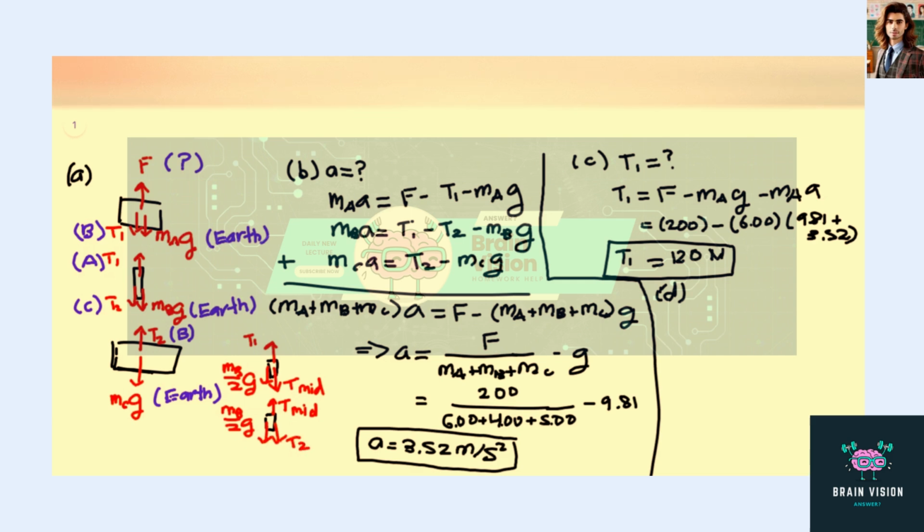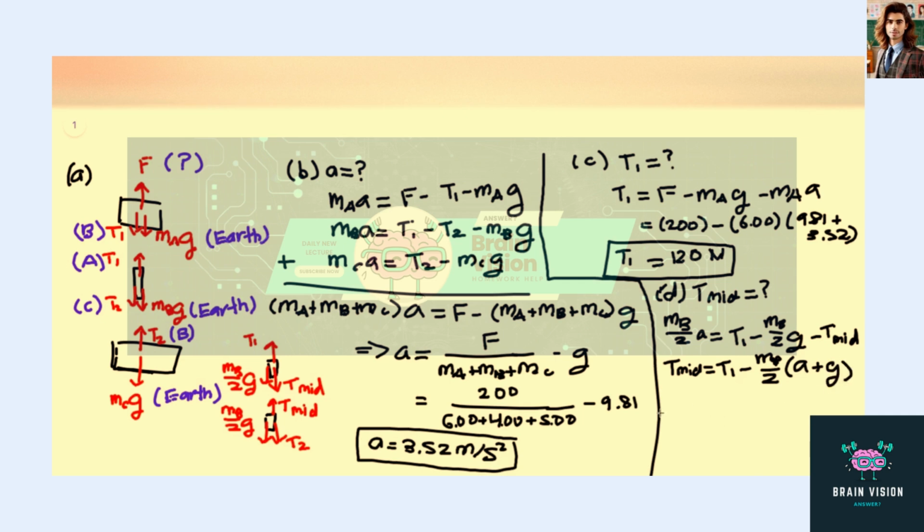and then T2 is acting downward on that half. Okay, so let's apply Newton's second law to the top half of the rope. And again, we're trying to solve for T_mid. So m_B over 2 times a is going to be equal to T1 minus m_B over 2 g minus T_mid. So now we can isolate T_mid as T1 minus m_B over 2 times a plus g.